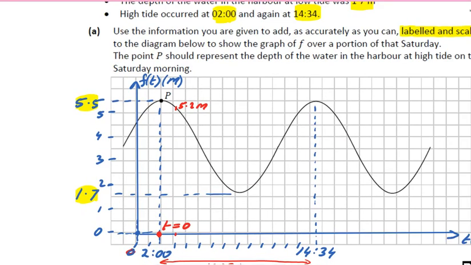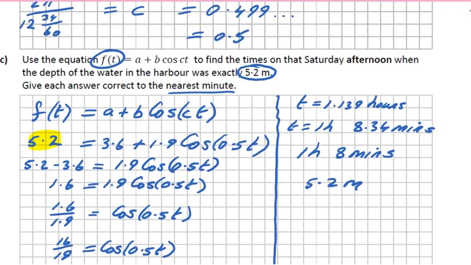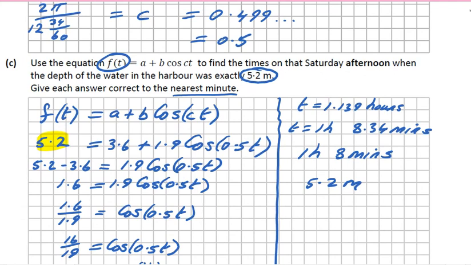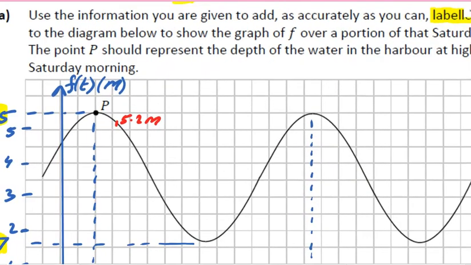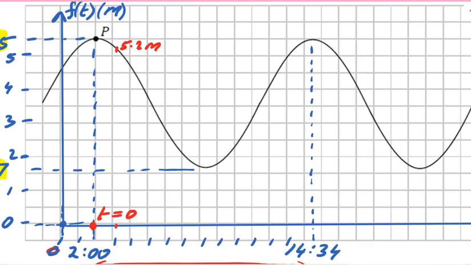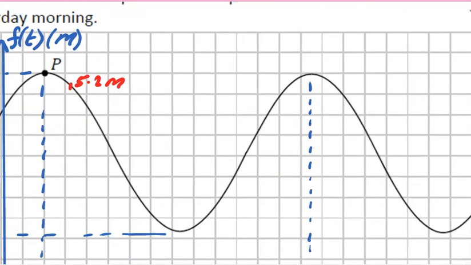But that's not quite what we were asked. If you go back to the question, we were asked to find the times on Saturday afternoon when the depth of the water is 5.2. So you see there are other times when the depth is 5.2 as well. And if we go back, we can see on our graph where they are. This is the afternoon part. This is 14:34, which is the afternoon. So by symmetry, there must be a 5.2 there and a 5.2 there as well in the afternoon. Don't forget the peak up here was 5.5.